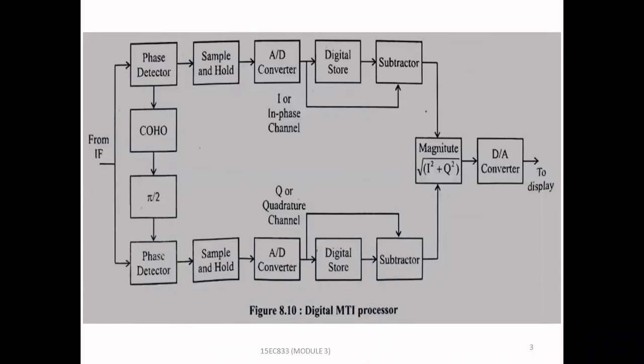So it consists of two channels, in-phase channel and quadrature channel. Either in-phase channel or quadrature channel, if you consider, both have a phase detector, sample and hold circuitry, analog to digital converter, digital store and subtractor. Output of the I channel is I, output of the Q channel is Q. Between I and Q, the phase difference is 90 degrees. So I'll explain the block diagram in the coming slides.